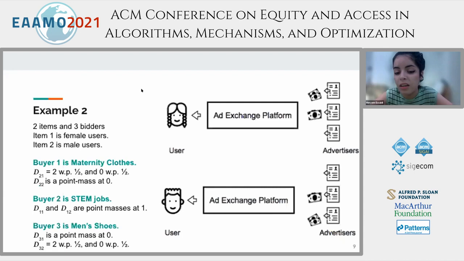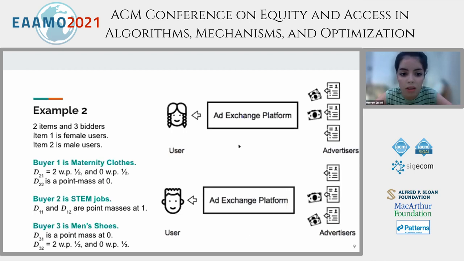So now we're going to look at another example to explain what we mean by population level. If you consider the following example, we have 2 items and 3 bidders. Item 1 represents the demographic of female users. Item 2 represents the demographic of male users. Here buyer 2 is STEM jobs, or it represents the population of advertisers for STEM jobs. Concretely, their value is going to be 1. It's going to be a point mass at 1 for male users and female users. So STEM jobs are going to have value 1 for this demographic of user and value 1 for this demographic of user.